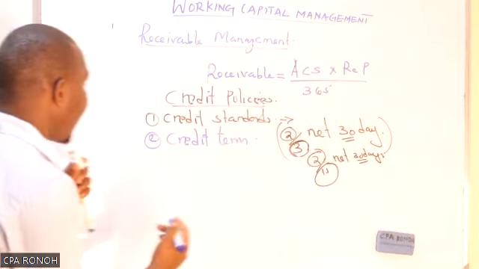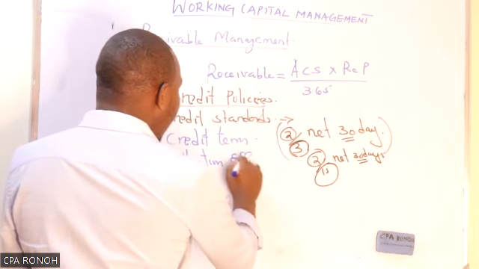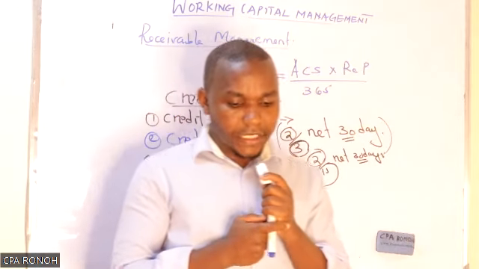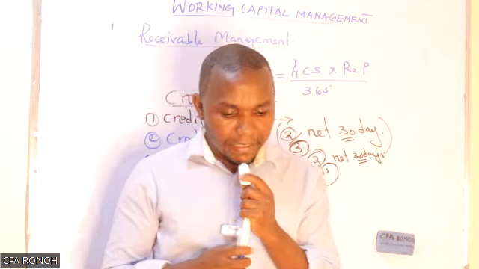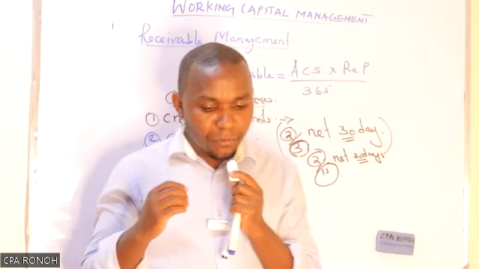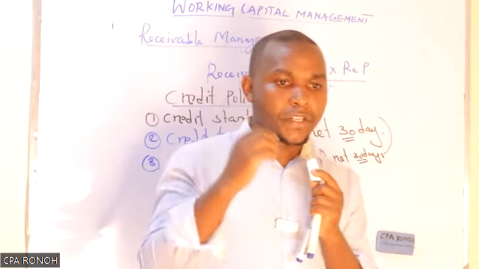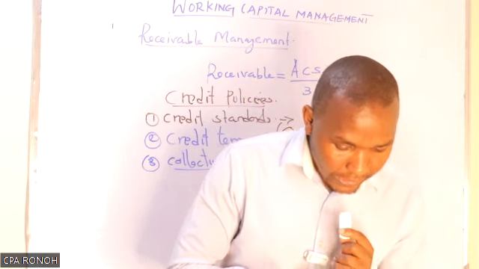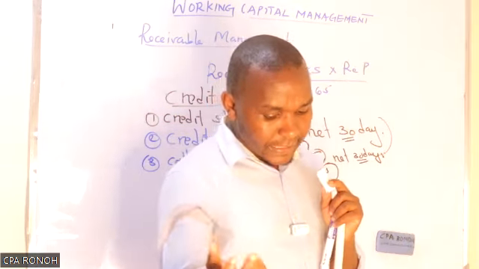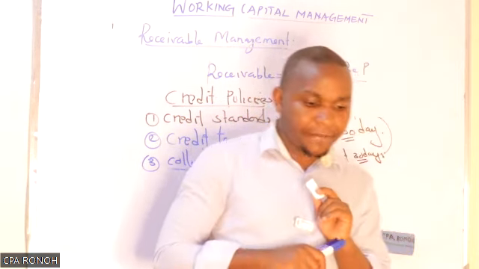And then we have another credit policy, that is collection effort. You can say these are the conditions put in place, and the procedures to be followed when dealing with overdue accounts. So maybe you can use phone calls to remind them, you can use email, physical visitation, or you can take any measure. So we will have an illustration for that.